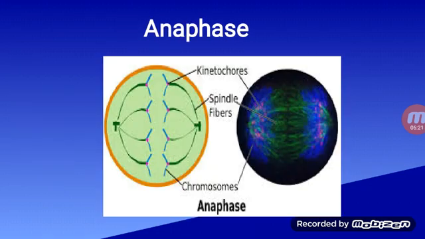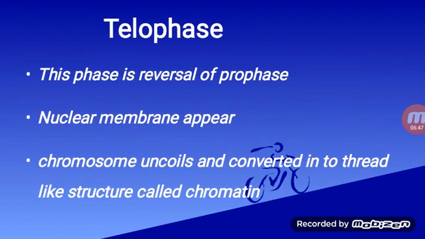The process of anaphase can be seen through the diagram. You can see from this diagram, kinetochore protein is present, spindle fibers are present, and chromosomes are present. You can see from this diagram, both chromosomes, meaning chromatids, moving towards the opposite direction with the help of the pulling force. The chromatids move towards the opposite poles.